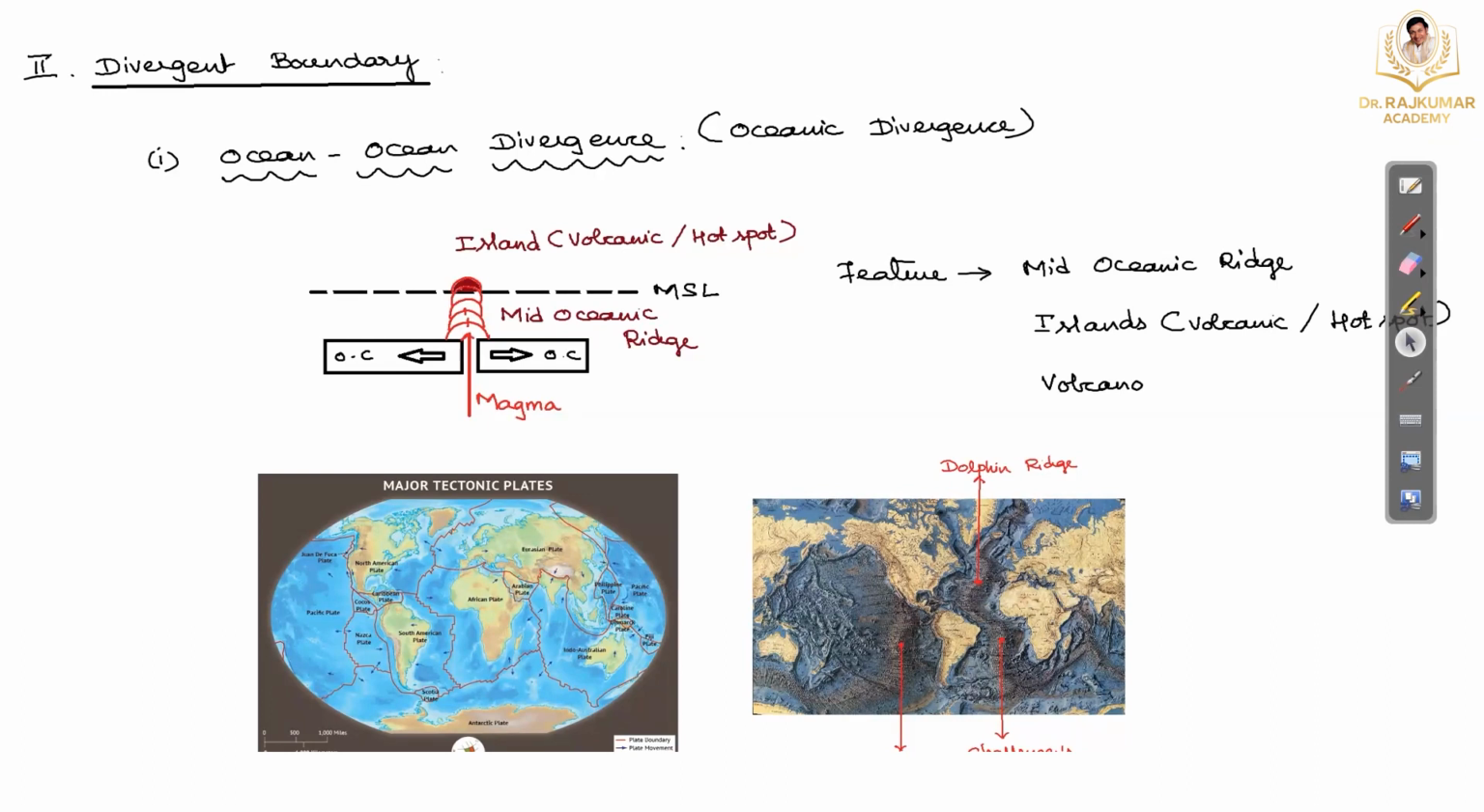One small clarification. At the convergent boundary also, we talked about the existence of what? Volcanoes. At divergent boundaries also, we are talking about the existence of volcanoes. At the convergent boundary, why exactly did we have this volcano formation?